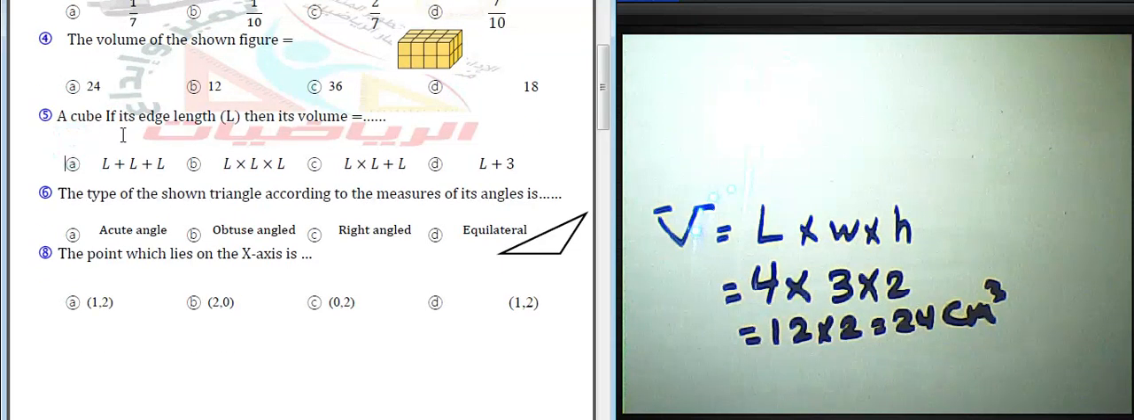Question 5. A cube, if its length is L, then its volume equals length times length times length. It's the volume of a cube, side by side by side, or length times length times length.